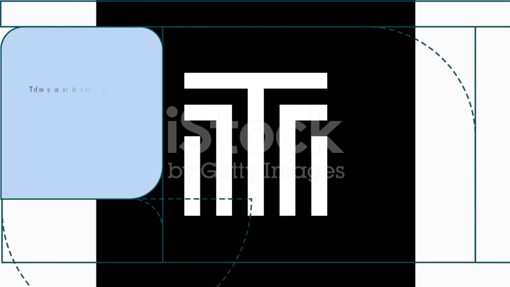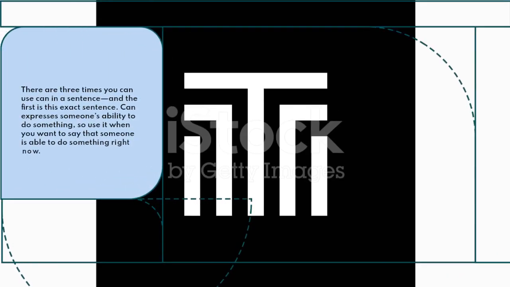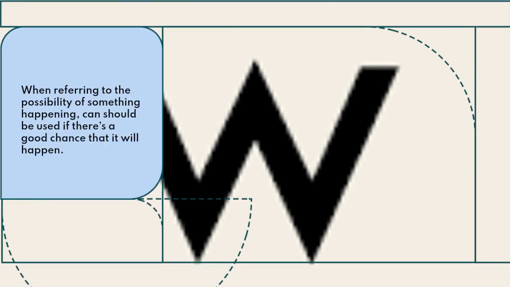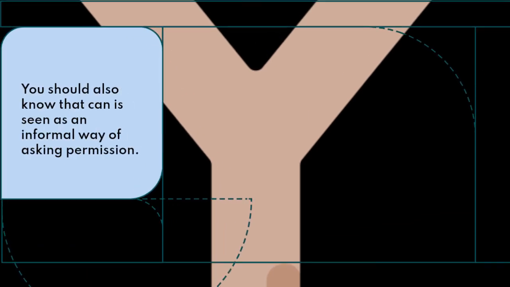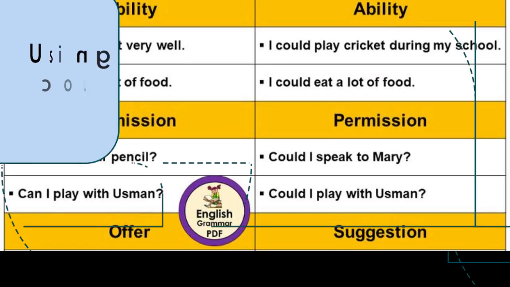Using can in a sentence. There are 3 times you can use can in a sentence, and the first is this exact sentence. Can expresses someone's ability to do something, so use it when you want to say that someone is able to do something right now. When referring to the possibility of something happening, can should be used if there's a good chance that it will happen. You should also know that can is seen as an informal way of asking permission.